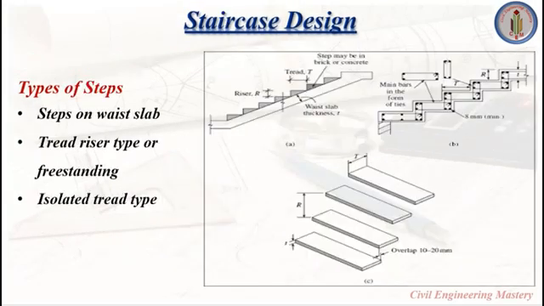Next, let's see about the types of steps. We have three types of steps: steps on base slab, tread rise type or freestanding type, and isolated type. So the first figure shows the steps on base slab. So this is the base slab with steps. And here is the tread and rise type or freestanding type of steps. And this is the isolated tread type staircase.